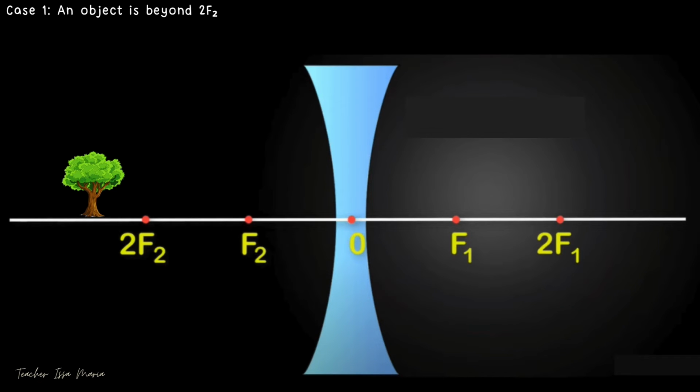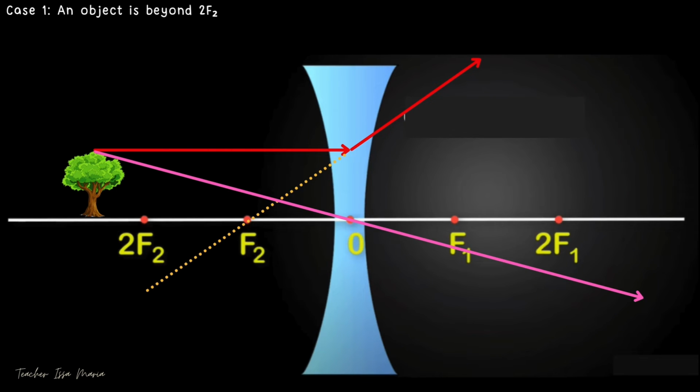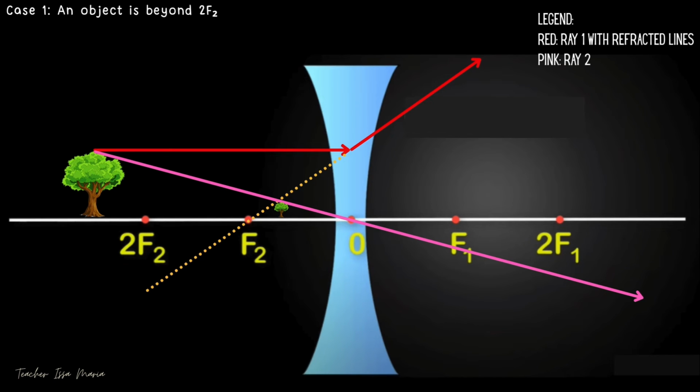First, draw ray 1. From the top of the object, parallel to the axis, and then refract it outward, extend the refracted ray backward and it should pass through the focal point. Next, draw ray 2. From the top of the object, straight through the optical center or the vertex. And where the extended rays meet is where the image is formed.